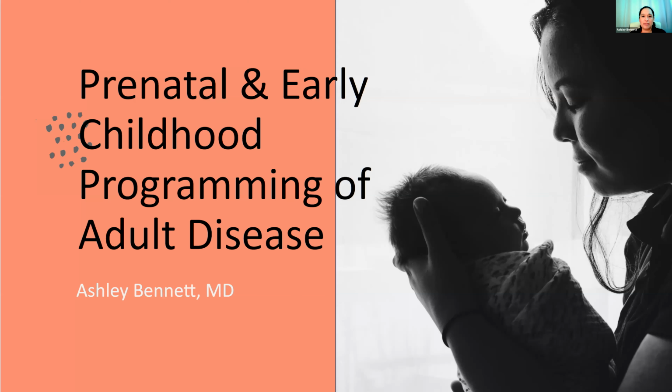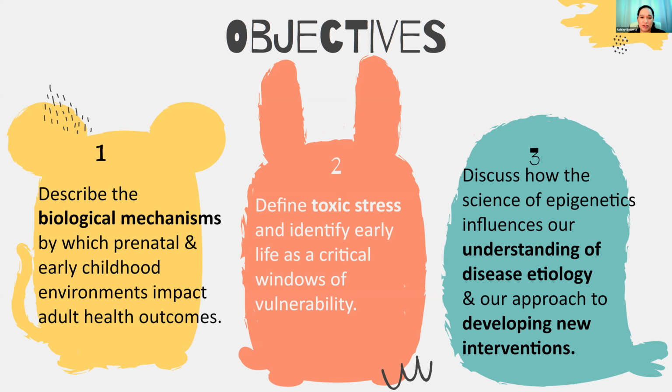Okay, so we are going to go over the prenatal and early childhood programming of adult disease. At the end of this section, you should be able to describe the biological mechanisms by which prenatal and early childhood environments impact adult health outcomes. We have already discussed some of these biological mechanisms, but today we're going to go into a little bit more detail. Today, it's all about epigenetics.